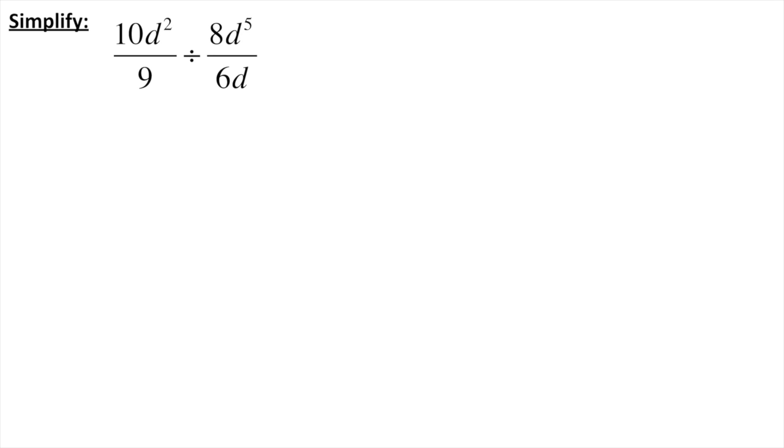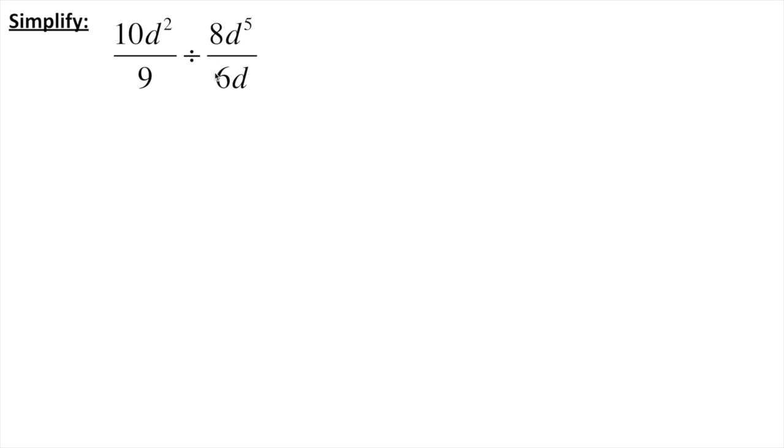With this one, we're asked to divide these two fractions. These are rational expressions because they have a variable in them. And we're going to follow the same rules as we do with normal fractions on these. The only difference is they have these d's here that we've got to deal with. Well, this first fraction divided by the second one.